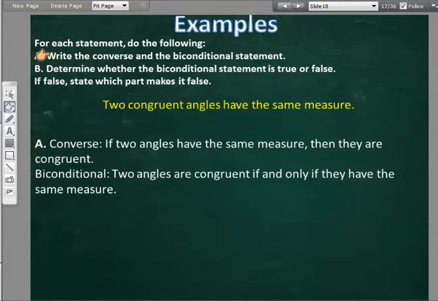Okay, here we are, we're writing statements again. It says two congruent angles have the same measure. If two angles have the same measure, then they are congruent. I like it. I like it. Okay.